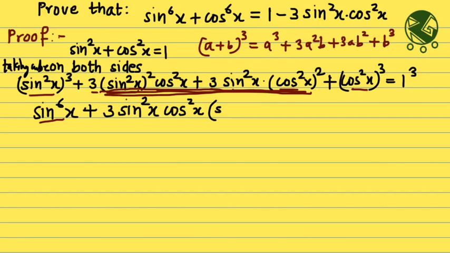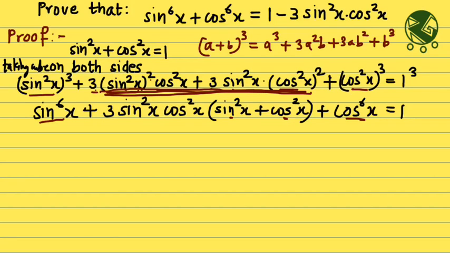So if I take that common, what will remain? Sin square x plus cos square x, right? From here, if we take 3 sin square x cos square x, 1 sin square x will remain, and from here it will be cos square x remaining, and the last term cos to the power 6x.